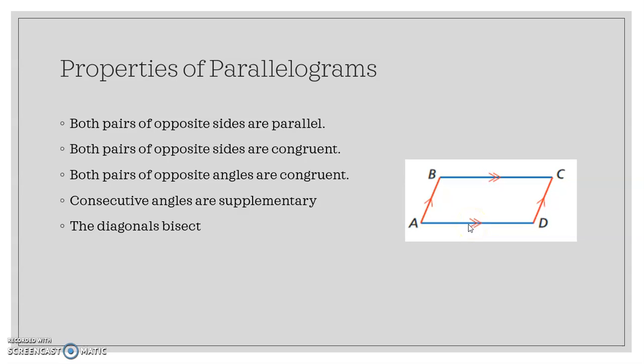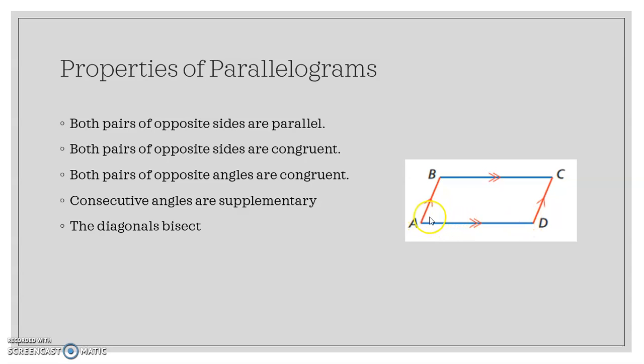Next, it says both pairs of opposite angles are congruent. So angle A needs to be congruent to angle C. Angle B needs to be congruent to angle D. Now, another side note, A and D could be equal. Doesn't matter. What matters is the ones that are across from each other have to be equal. Next, we need to know that consecutive angles are supplementary, meaning angle A is supplementary to angle B, and angle A is supplementary to angle D. Okay, so all of the consecutive angle pairs are supplementary.